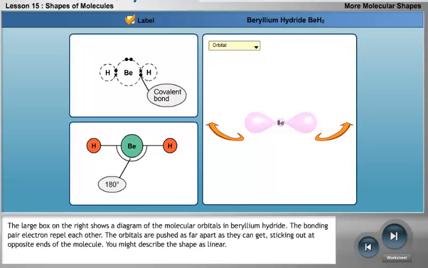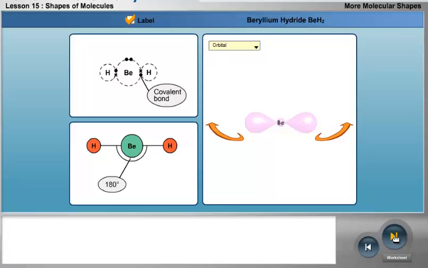The large box on the right shows a diagram of the molecular orbitals in beryllium hydride. The bonding pair electrons repel each other. The orbitals are pushed as far apart as they can get, sticking out at opposite ends of the molecule. You might describe the shape as linear. Move your cursor over the diagram to rotate the structure.